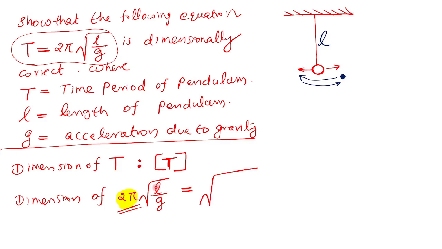L. L is what? Length. The numerator, length, has the dimension L, and should be written inside the square bracket. g is acceleration, right? Acceleration has the dimension L into T raised to minus 2.